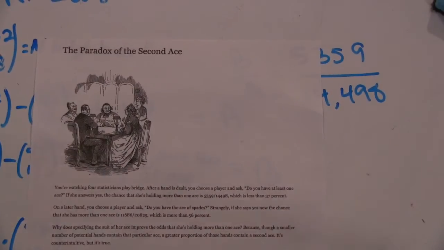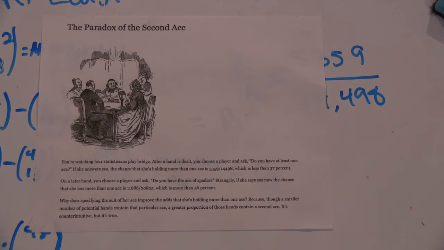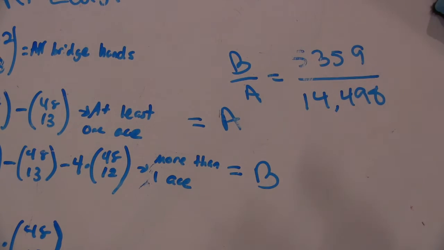And so it says if you're playing bridge, and so in bridge you're going to be dealt 13 cards. If you ask the question, do you have at least one ace? And you answer yes, the chance of having a second ace is about 37%. But somewhat surprisingly, if you say, do you have the ace of spades? And you say yes, the chance of having a second ace is about 56%. So yesterday we were able to replicate the calculation and get the 37%. Yes, we did. And so today we're going to try to do the second one.